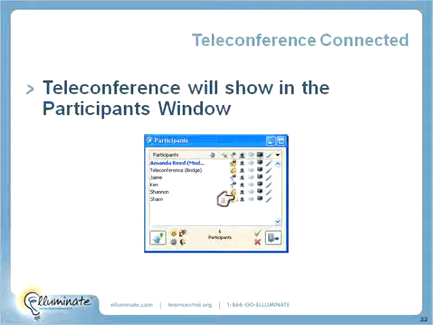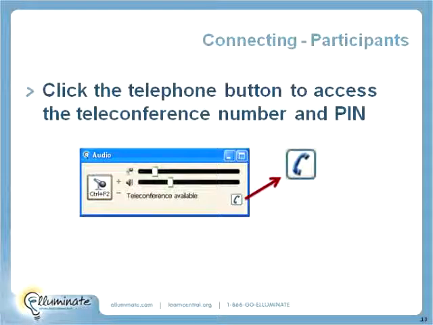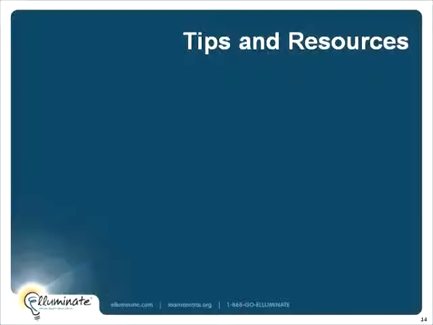And now your participants have the ability to dial into that teleconference. That's really easy. Once you enter into the Elluminate session, at any time you can click on the telephone handset. And once you do that, it's going to pop up the teleconference number and the PIN and pick up the phone and dial in. So you'll easily be able to switch back and forth at any time during the session.